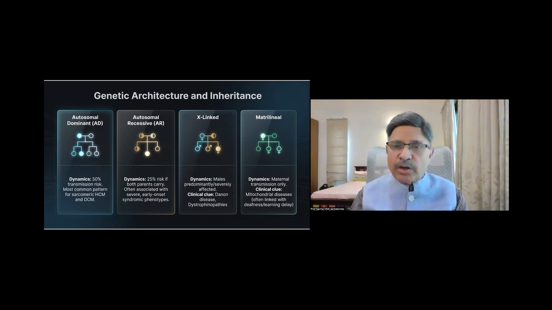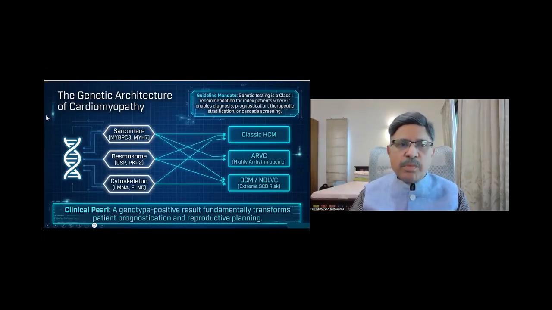Now you have to understand, earlier we were studying autosomal dominant, autosomal recessive, X-linked. Now there is another variety of transmission called the mitochondrial transmission from the mother to the children, matrilineal transmission. This also is possible. Now, what are the genetic architectures of cardiomyopathy?